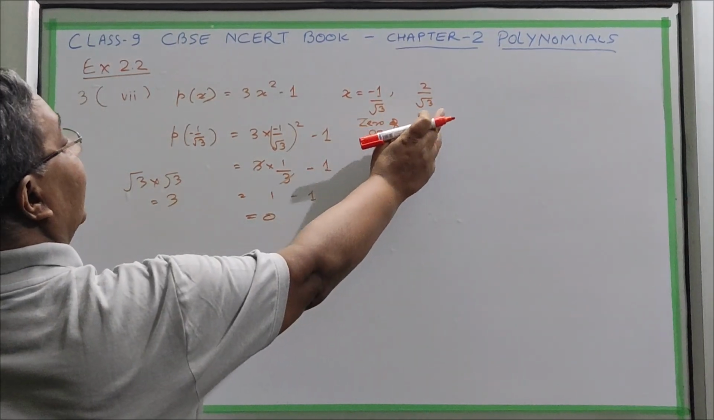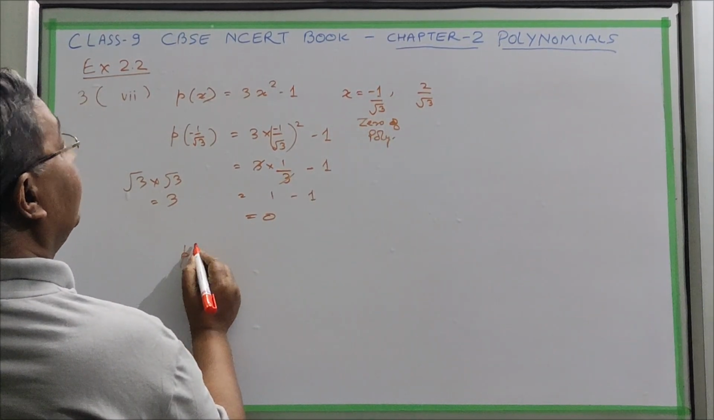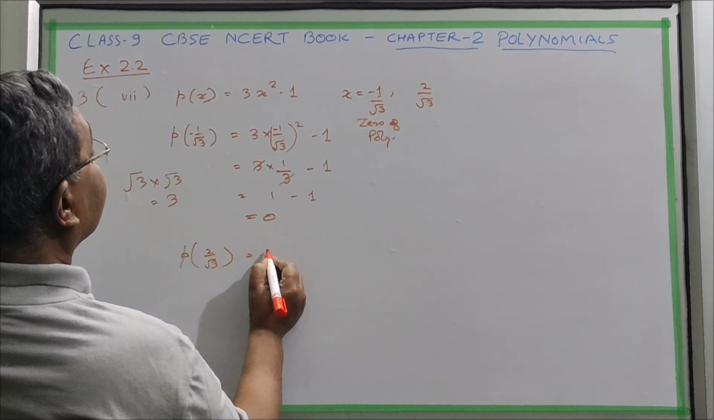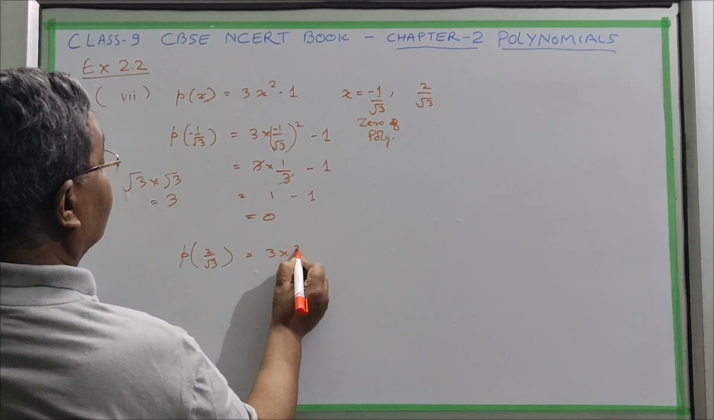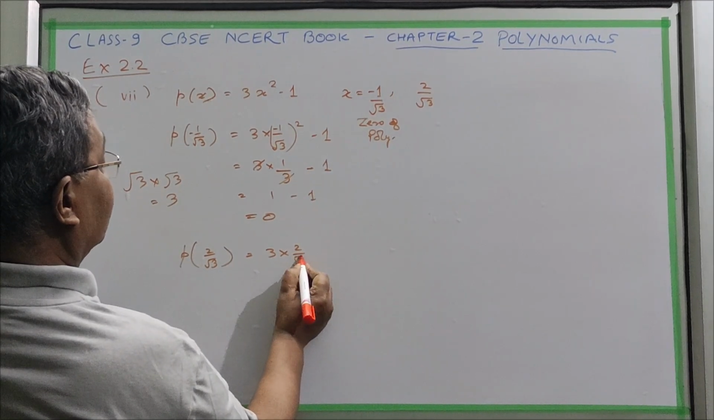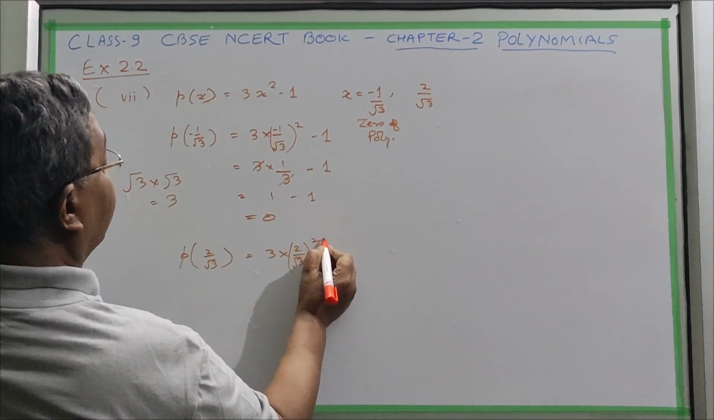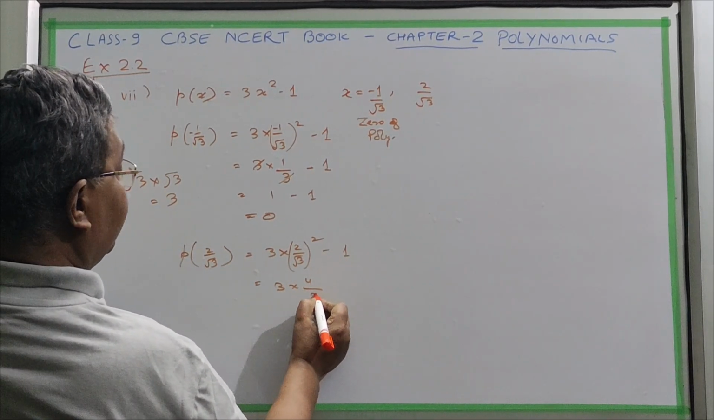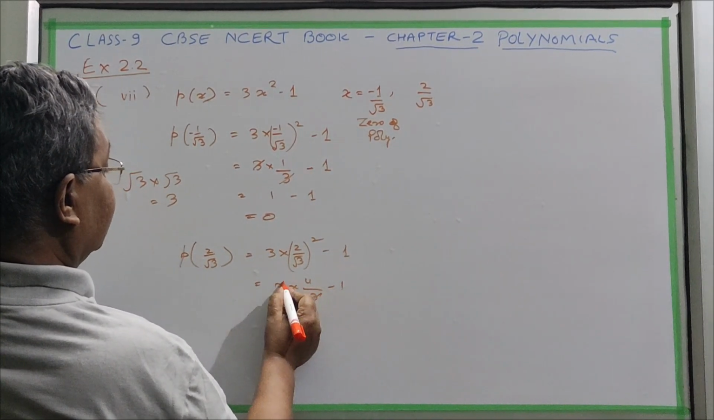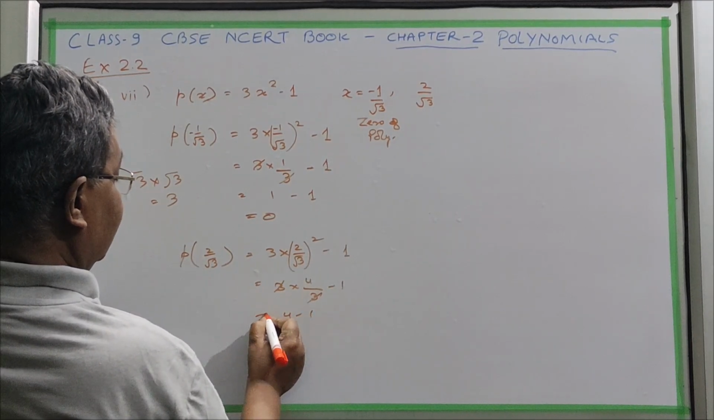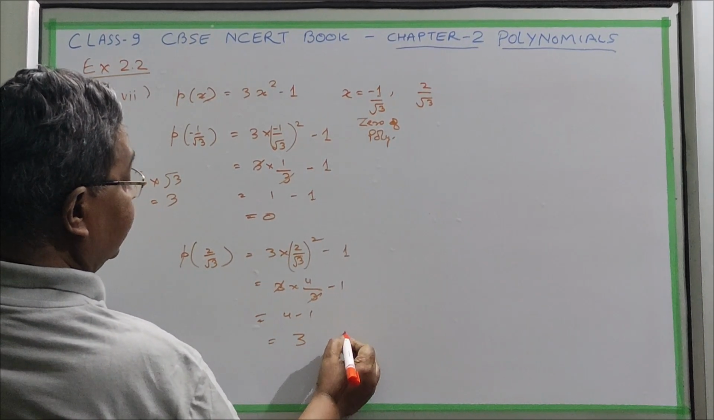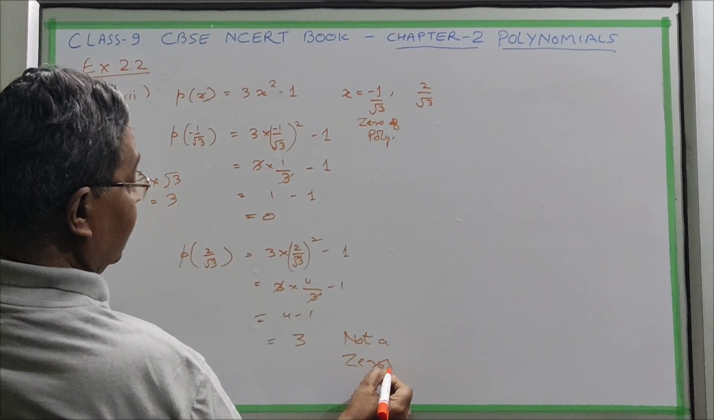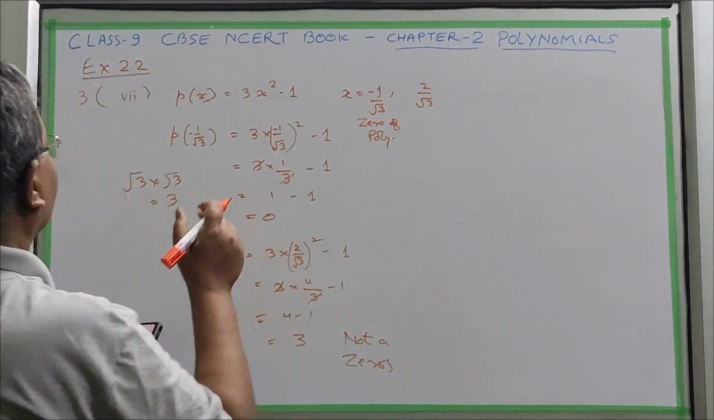Now we will try this one also. P(2 upon under root 3) is equal to 3 into (2 upon under root 3) whole square minus 1. So equal to 3 into 4 upon 3 minus 1. This will go 4 minus 1 equal to 3. So it is not a zero of the polynomial. In this way you can find out and tell.